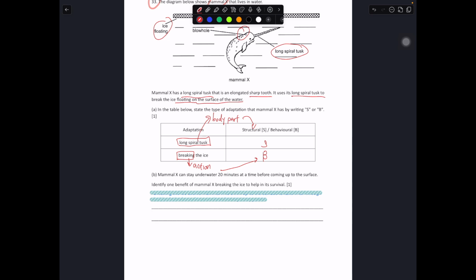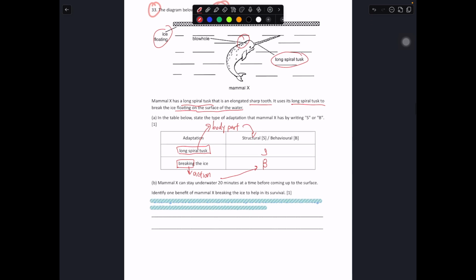Over here, mammal X can stay underwater for 20 minutes at a time before coming up to the surface.